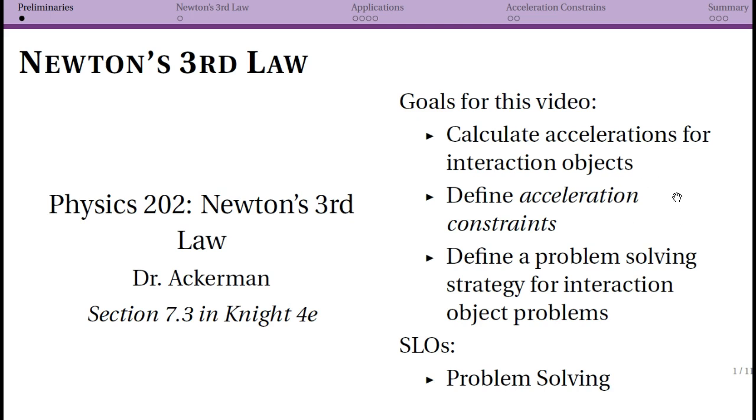And we're going to define acceleration constraints, which is an important idea that will also come up in the next section about ropes and pulleys. And then we'll renew our problem-solving strategy for interacting object problems, so that will be at the very end. And the main learning outcome for this actually has to do with problem solving. So the focus is going to be how do we do calculations. A lot of what we've talked about in the past is the conceptual part, and now we're focused more on the calculations.